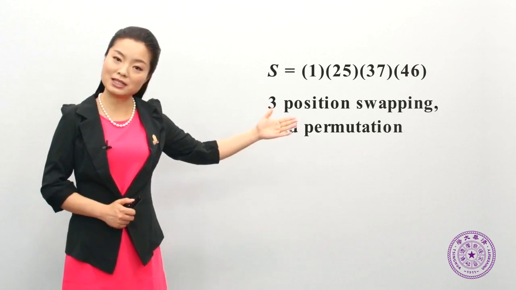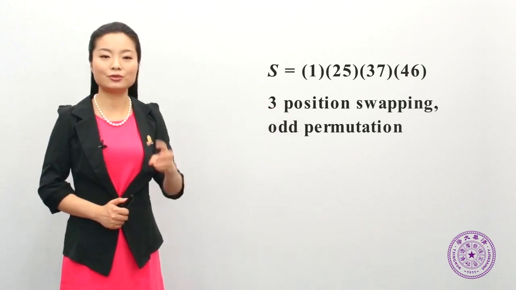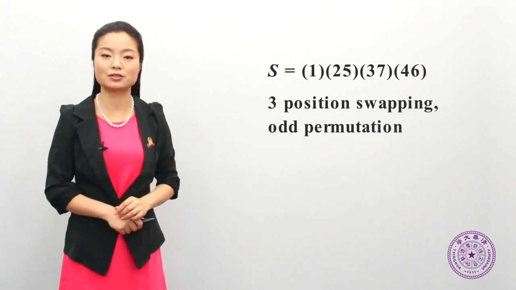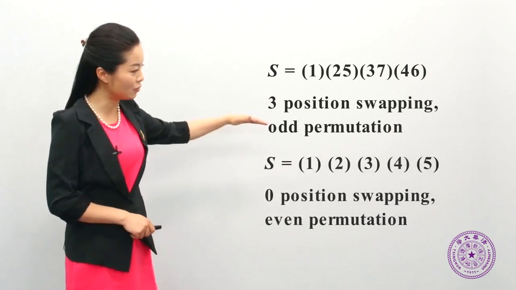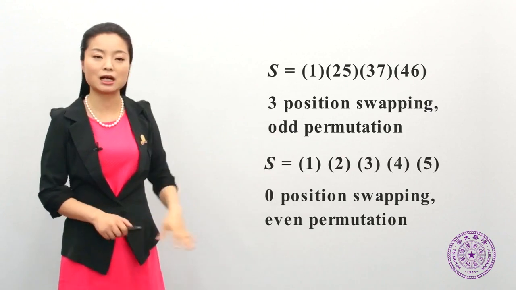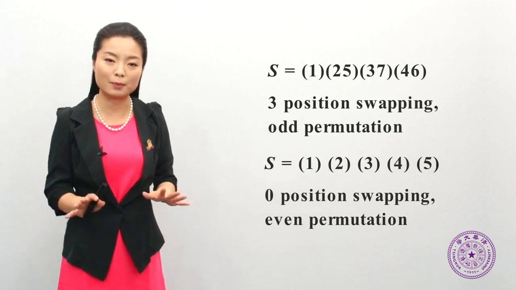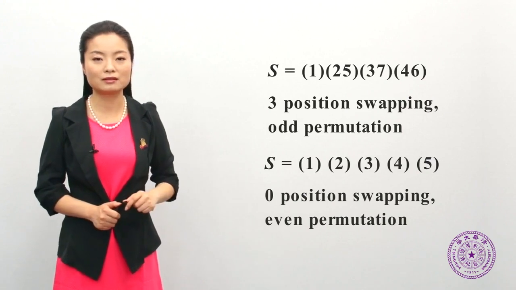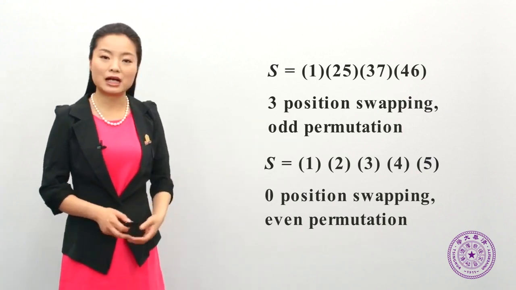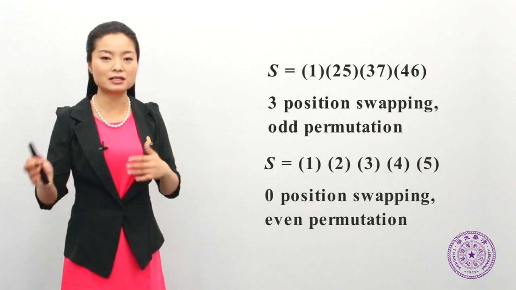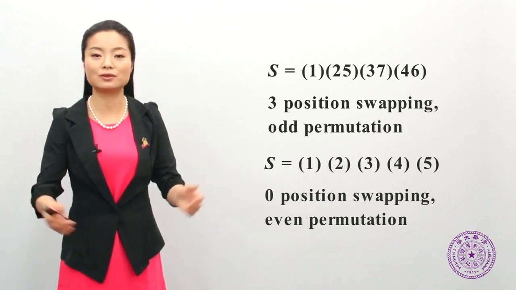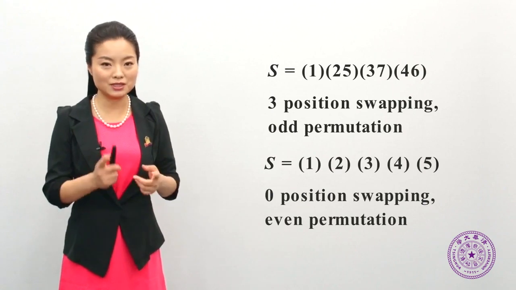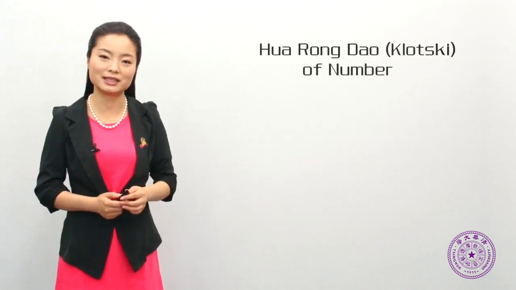of swaps. For example, like this one, it's corresponding to 1, 2, 5, 3, 7, 4, 6. How many swaps inside here? There are 3 swaps. Then it is an odd permutation. And how about this one? 1 is still 1, 2 is still 2. All 5 elements are exchanging within themselves. And this time there's no swapping. It is an even permutation. And the odd permutation and the even permutation are parallel to each other forever. They cannot equal each other.